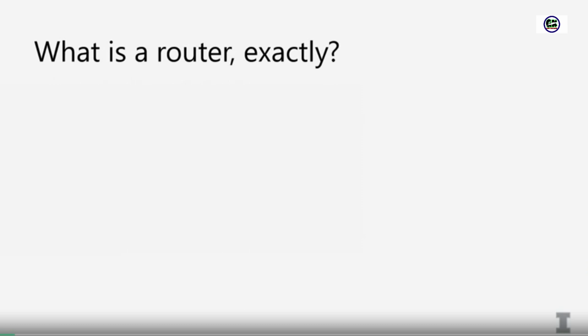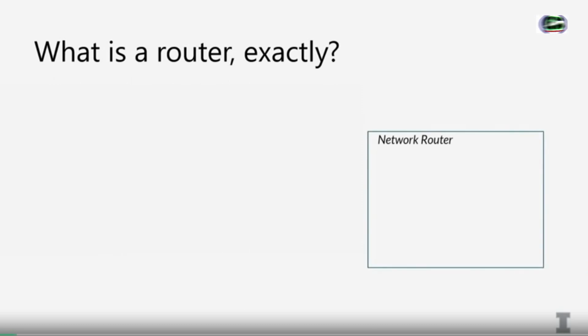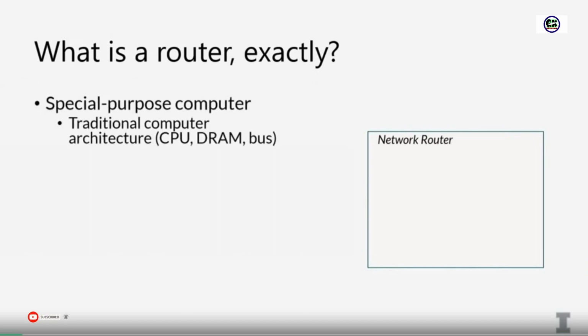So what is a router exactly? Well, if we could look inside a router, there are a few pieces to it. First of all, a router is a lot like a computer. In fact, early routers were computers. They're just special purpose computers. The early routers had purely traditional computer architectures. They had von Neumann architectures: a CPU connected to DRAM over a bus, with input, output, and so on.